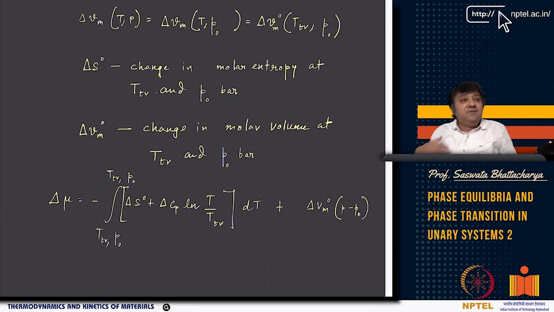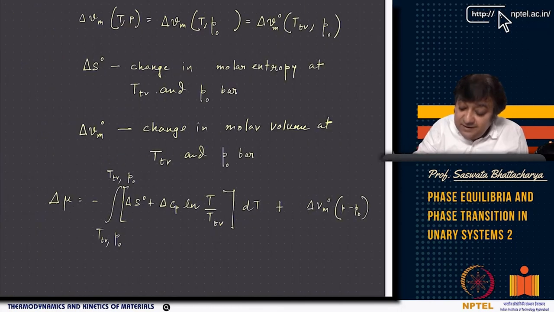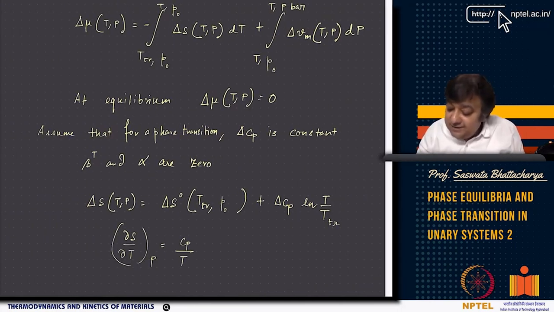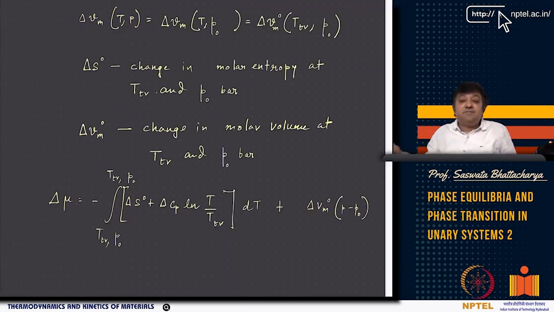Reference pressure is P0, and P0 can be 1 bar. Then delta mu I can integrate, and again, if you remember, this is very simple because we have taken alpha and beta T to be 0, as a simplification. Now you can integrate this, and basically you get delta S0 here, delta Cp here, and delta Vm0 here, right? And because it is delta Vm dP, dP is basically P minus P0. P0 is your reference pressure, in bar, or it can be in atmosphere. Remember P0 can be 1 bar, 1 atmosphere, it can be anything, and T_tr is your transition temperature where both phases are in equilibrium.